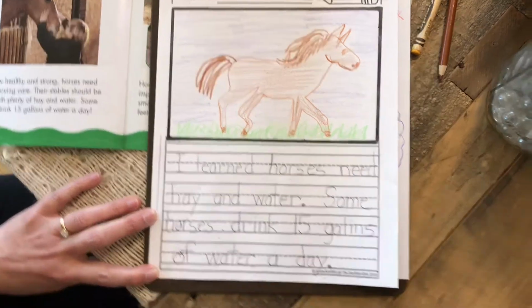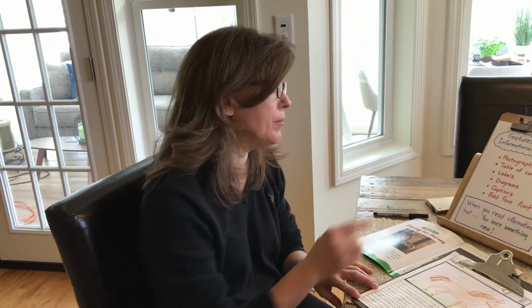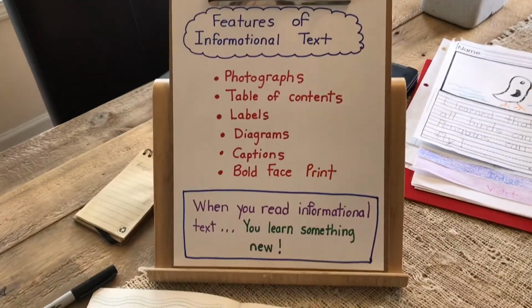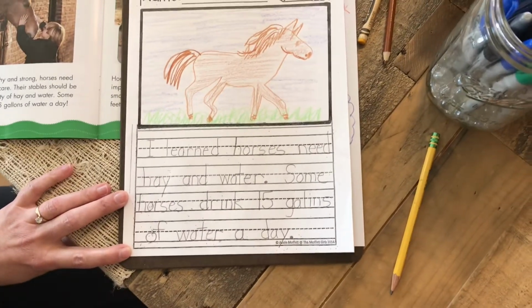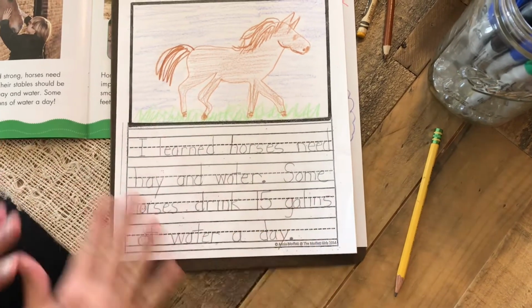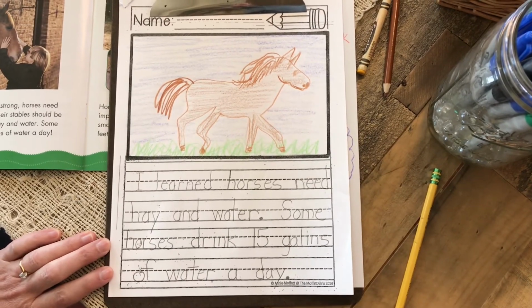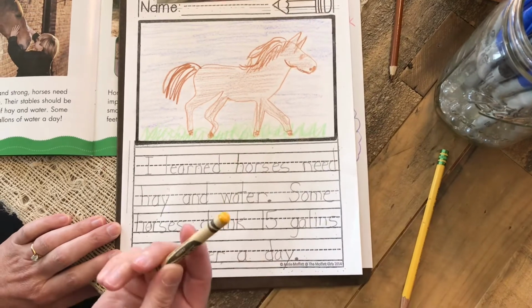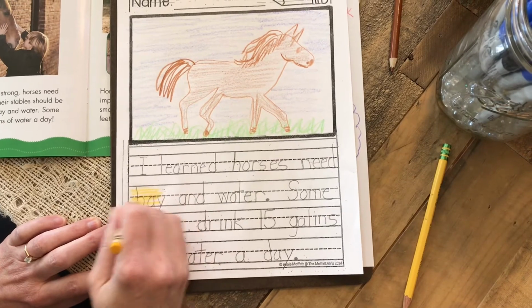Now today I would like you to challenge yourself, and I would like you to pick 2 words in your sentence that are bold-faced type. Remember, that's one of our features of informational text, bold-faced print. So that would be the 2 most important words on my page. So I think the most important words on my page are hay and water, because that's what my page is about, what horses need. So I can pick more than one. And I'm going to show you 2 different ways you can highlight a word. So you can just take a yellow crayon and you can highlight like this to make it bold-faced print. We can just highlight it.